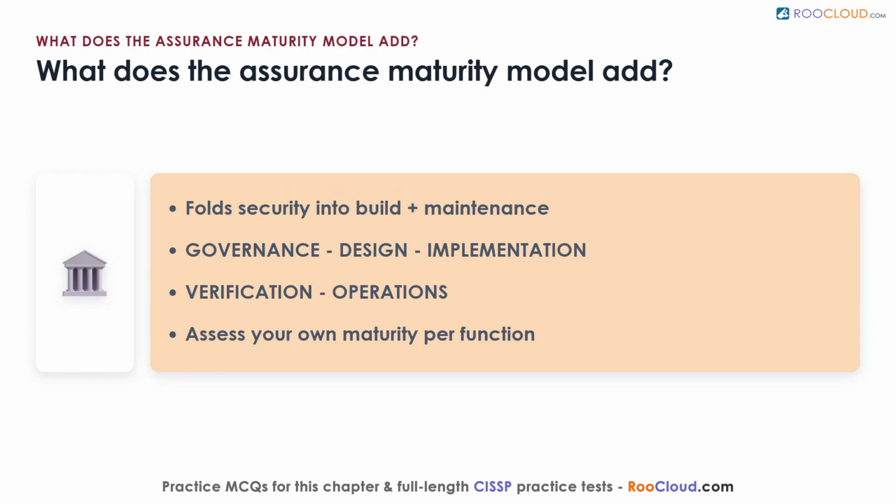Implementation covers building and deploying components and handling their defects. Verification covers confirming that code meets both business and security requirements through assessment and testing. And operations covers keeping confidentiality, integrity, and availability intact after release through incident and environment management. Think of it as a security-focused report card with 5 subjects, each graded on how mature your practices are.